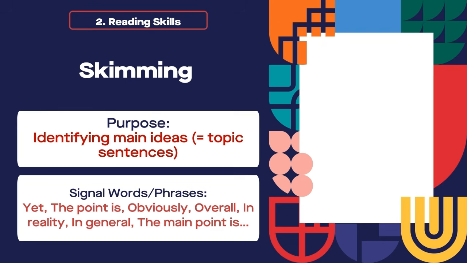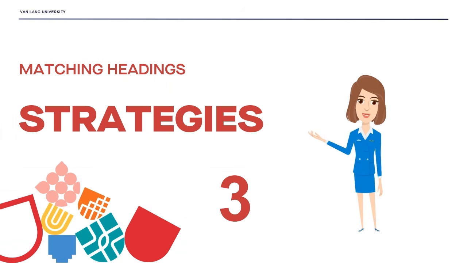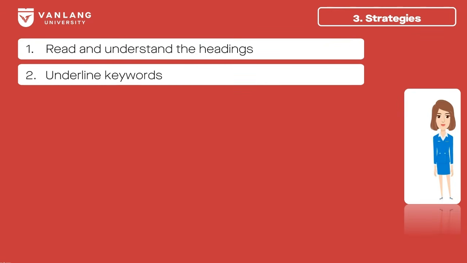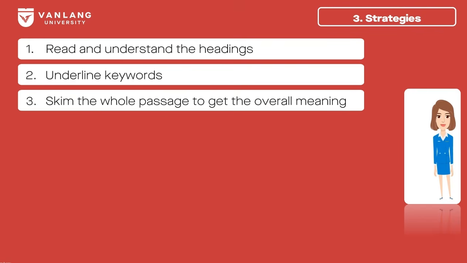To handle this task efficiently, you can follow these steps. Number 1. Read and understand the headings. Make sure you think of how to paraphrase the headings. Number 2. Underline key words. Number 3. Skim the whole passage to get the overall meaning.